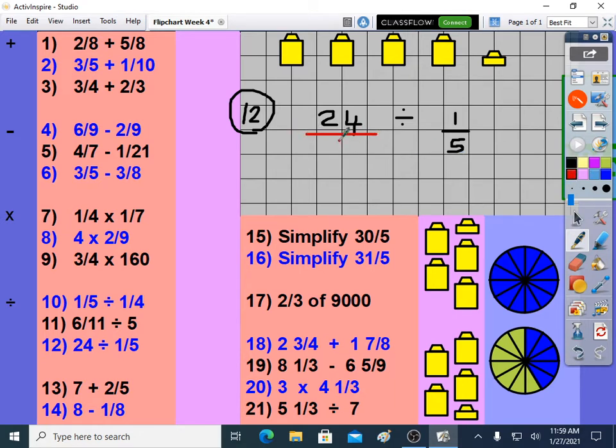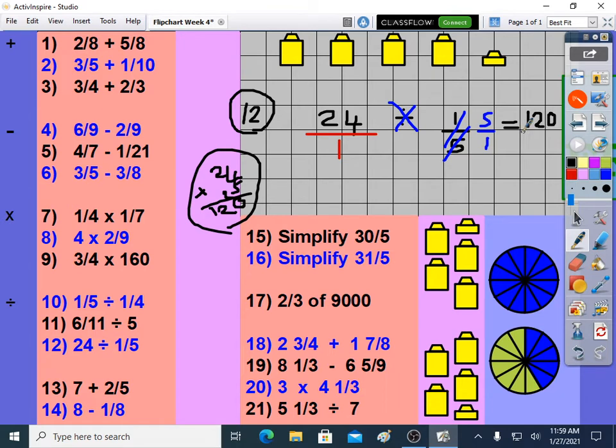So 24 over 1. That's what we do to make 24 whole ones a fraction. Keep, change, and flip. 24 times 5. That is 120, but we're not finished yet. Yeah, 120. Don't be scared to do the methods. They can be super quick. You can do that in 5 seconds when you've had a lot of practice. 1 times 1 is 1, so it's 120 whole ones, which is of course 120.